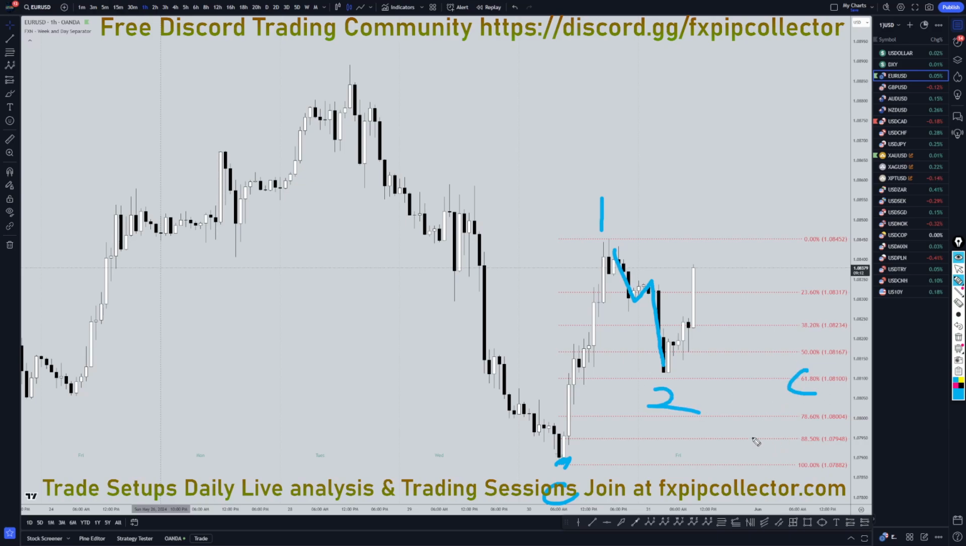Didn't quite make it to the 61, but I would consider, especially the way this is looking, that it did respect the 50% Fibonacci retracement. Nice impulsive move up. Hopefully we're in a wave 3 now, and hopefully this is just going to keep on making those higher highs, higher lows.